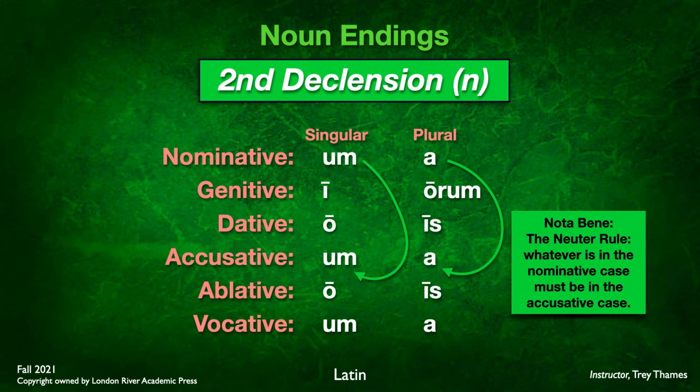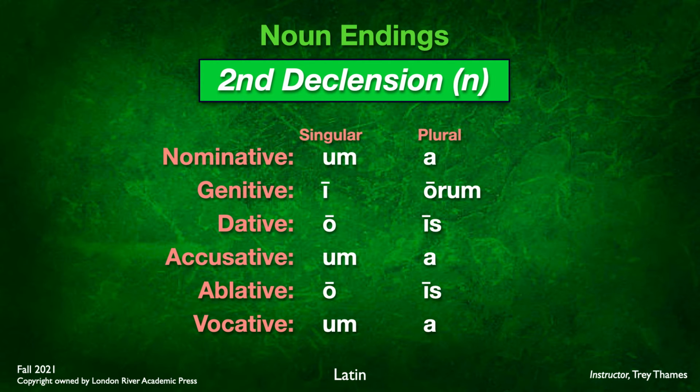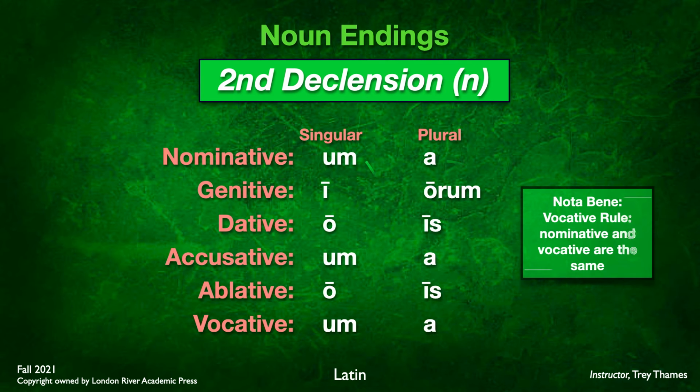E, o, a, orum, is, a. So that is our second declension neuter. And here is our vocative rule that I already noted. Whatever's in the nominative must be in the vocative. They are the same. So how we apply this to second declension neuter nouns is just like how we did first and second declension.